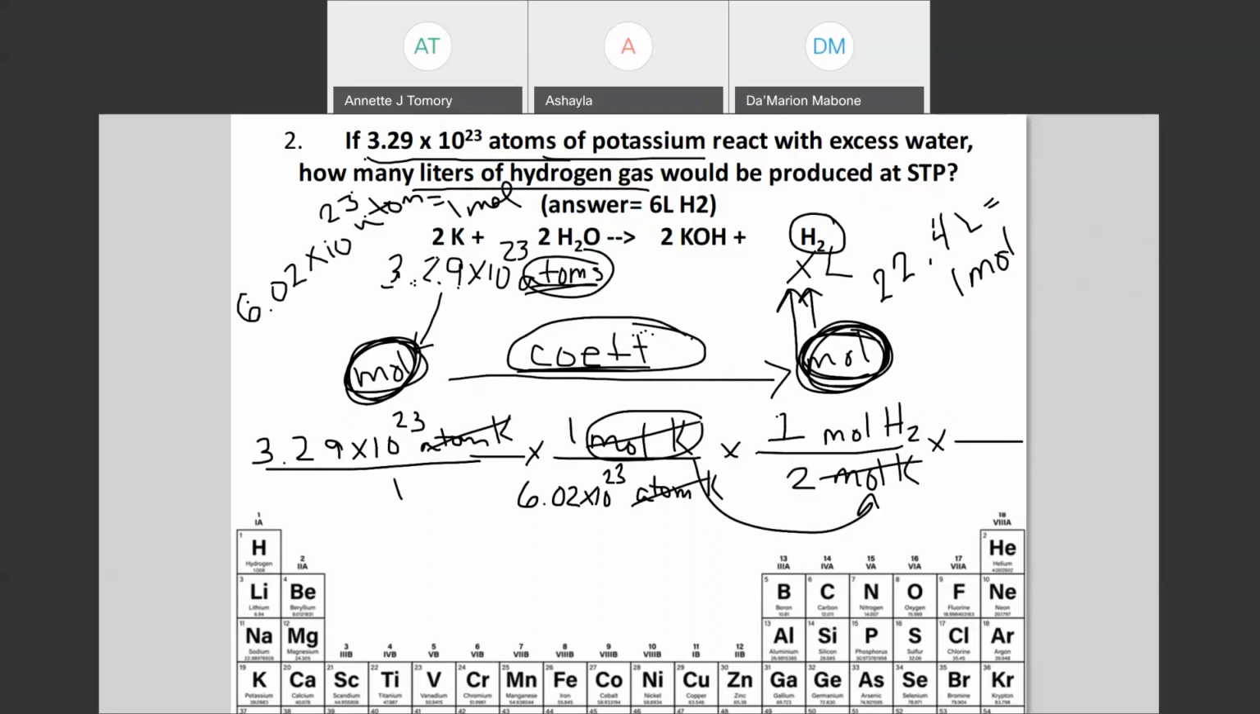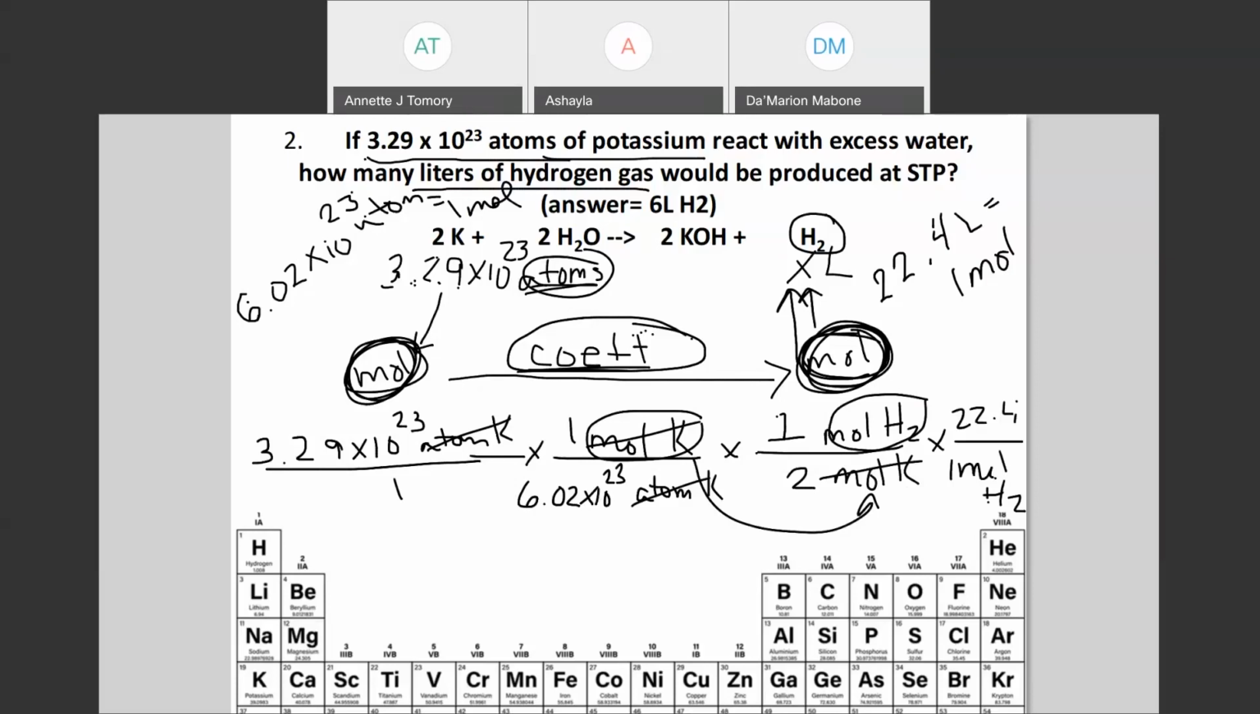What number did we say at the very beginning that we needed to get from moles to liters? The 22.4. So if we have moles of H2 on the top, what do I put on the bottom? A mole of H2. So now we go to just regular 1 mole of H2. What am I going to do on top? The 22.4.